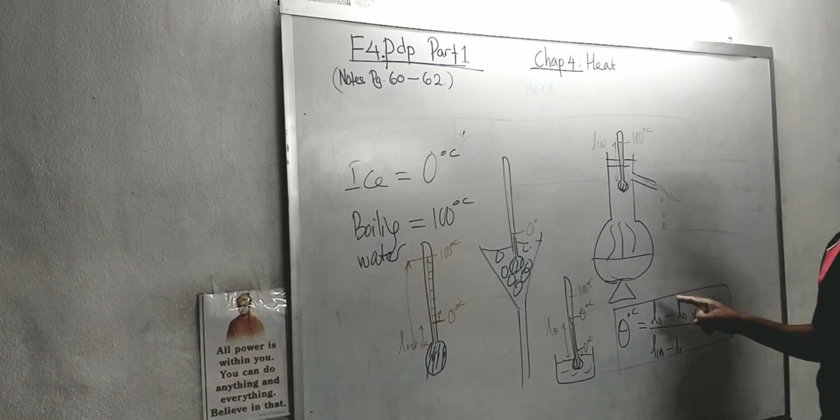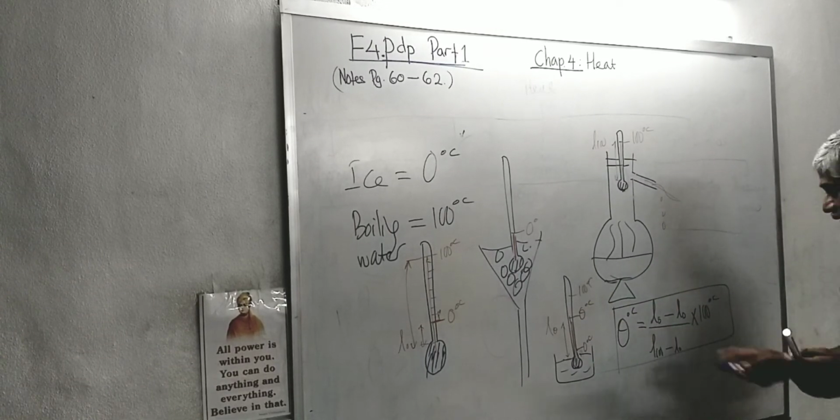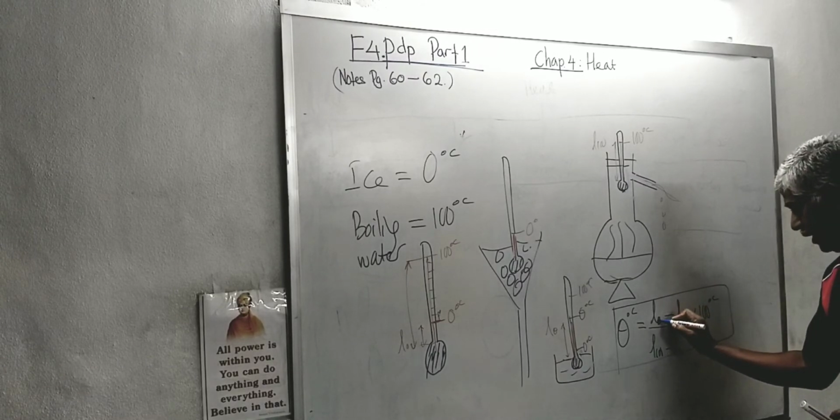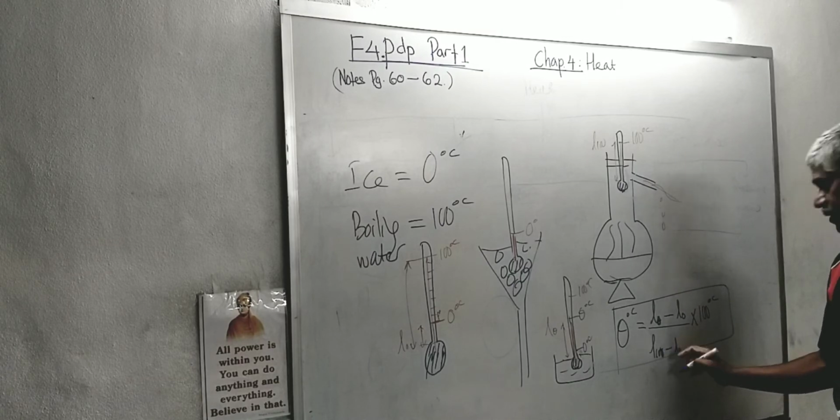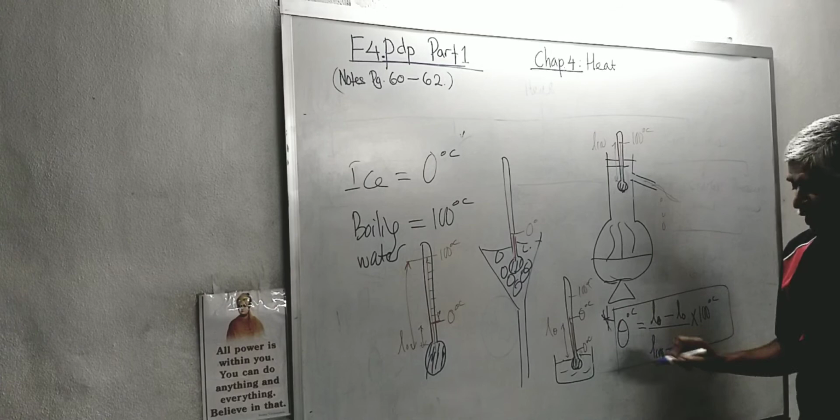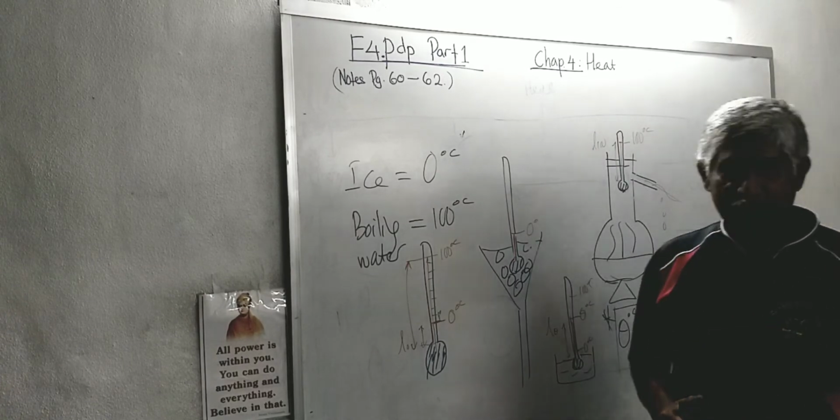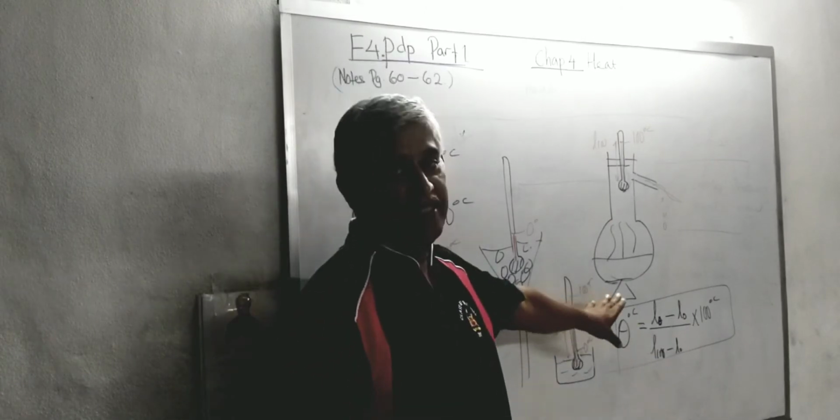So any length you get, you want to know the temperature? Very simple. Take the L theta, sorry, here L theta. L theta minus L0 over L100 minus L0, times 100 degrees Celsius. So therefore, this is the first formula that you learn for the thermometer. So this is how the thermometer scale is being made.